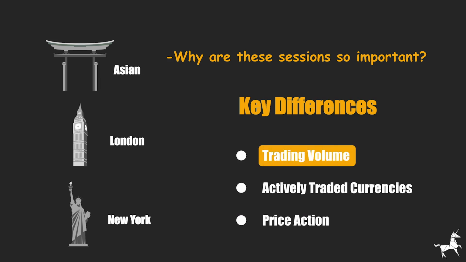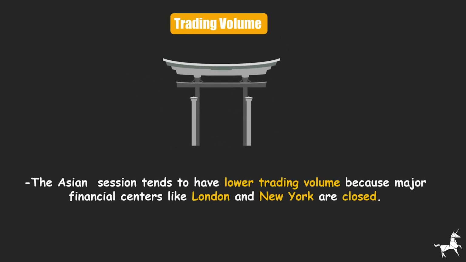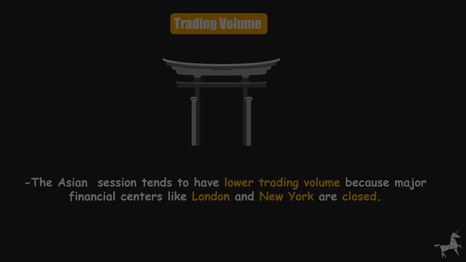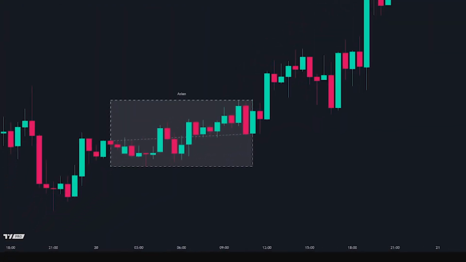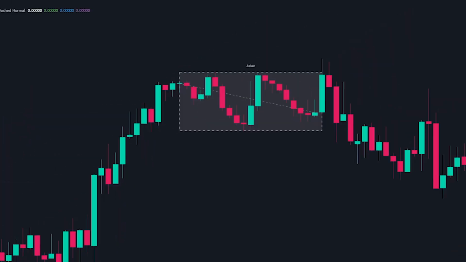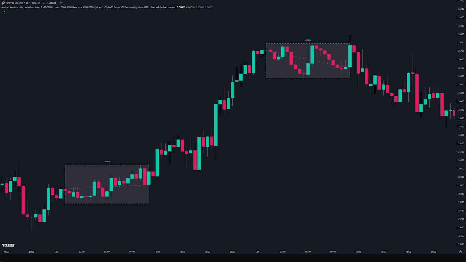Starting with the trading volume, the Asian session tends to have lower trading volume because major financial centers like London and New York are closed. The market often consolidates during this time, with price moving sideways or in small, narrow ranges. You'll notice smaller candlesticks with lower wicks, indicating less price movement and fewer breakouts. This period is generally more quiet as traders in the region finish their workday, and the market is waiting for the London session to open. However, JPY, AUD, and NZD pairs may see some movement due to Asian market activity, but overall, price swings remain limited.